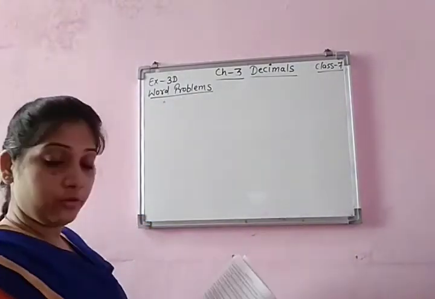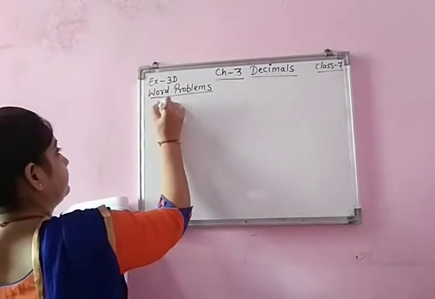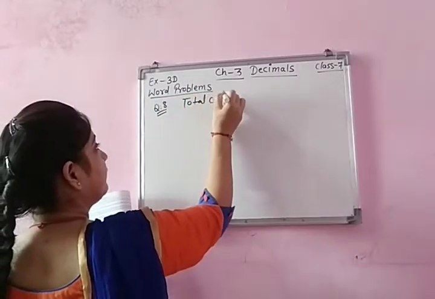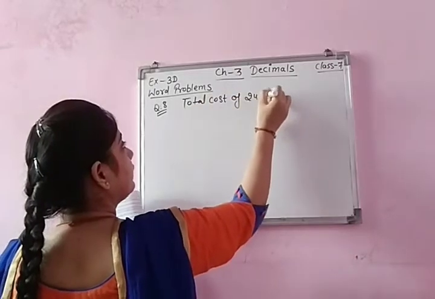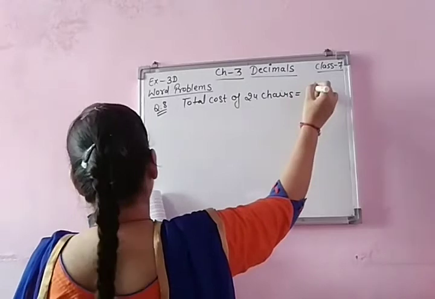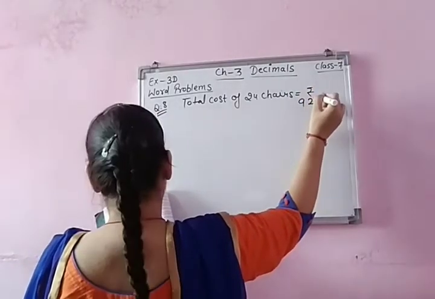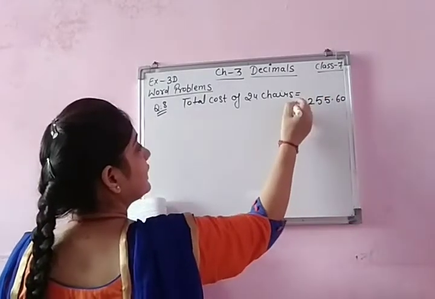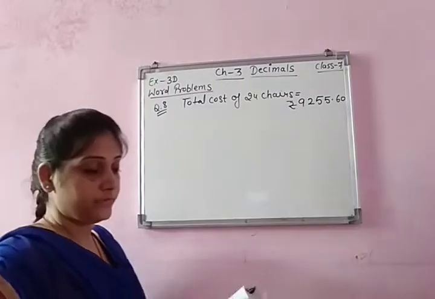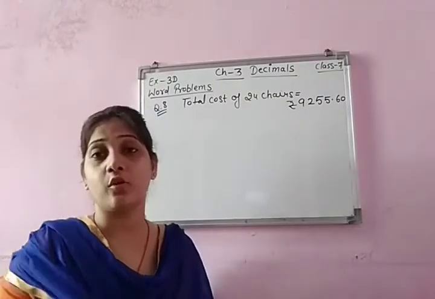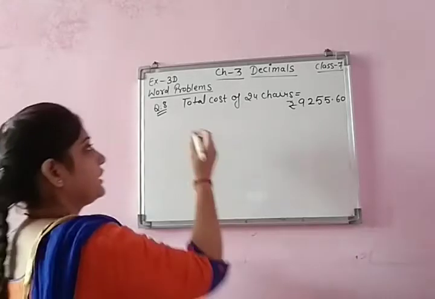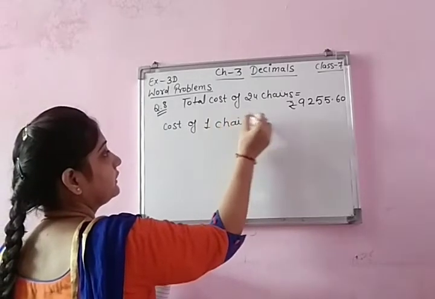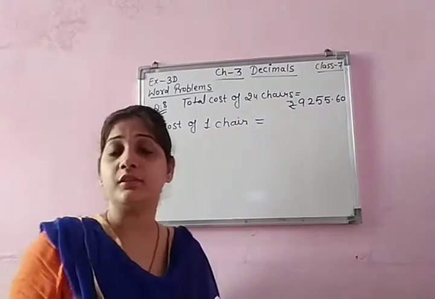So first I am explaining question number 8. It is saying that the total cost of 24 chairs is rupees 9,255.60. This is the cost of 24 chairs which is given. It is saying to find the cost of one chair, each chair. So can we find the cost of one chair? As I just told you, if you want to find for one, you need to divide.